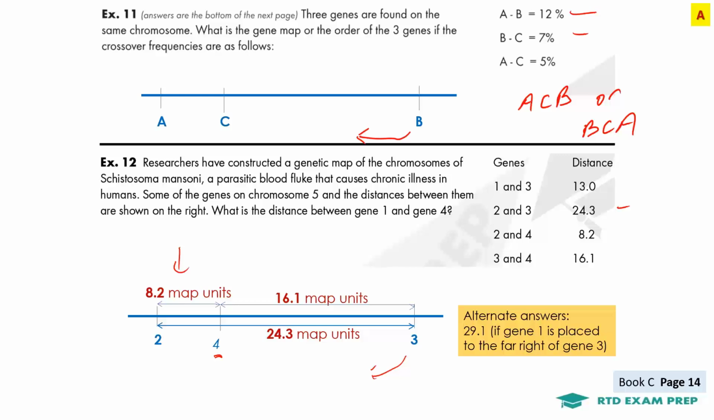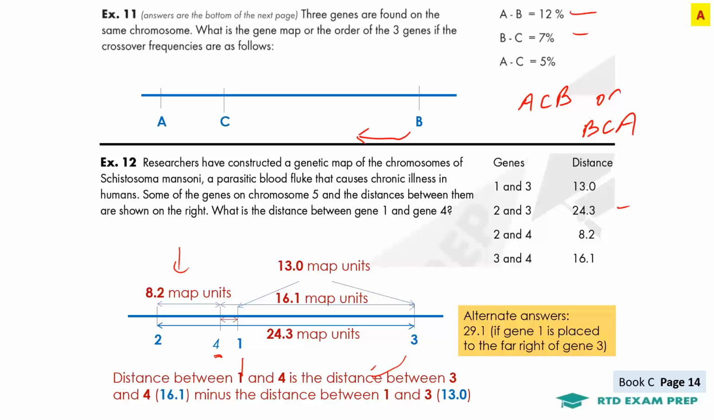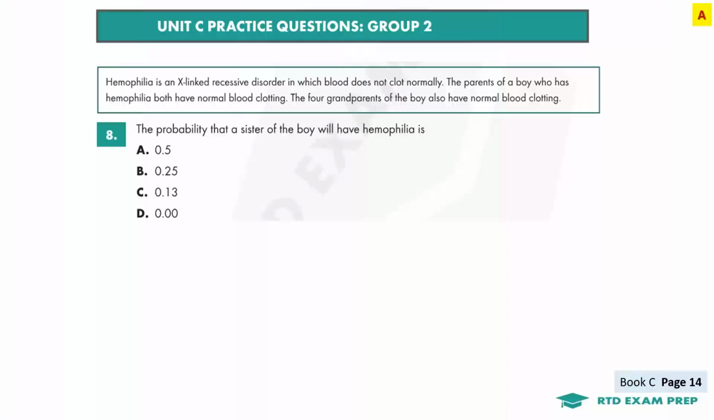And then the question is, what is the distance between the genes 1 and 4? So we use the information on 1 and 3. We find out that 1 is 13 units apart, so with our 13 map units there, now we can calculate the difference between 4 and 1. I'm hoping that you can see that it's 16.1 from 3 to 4 and 13.0 from 3 to 1. So therefore, our distance between 4 and 1 is going to be 3.1 map units apart.